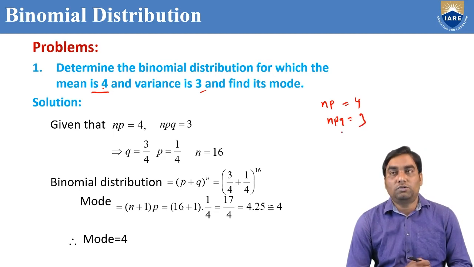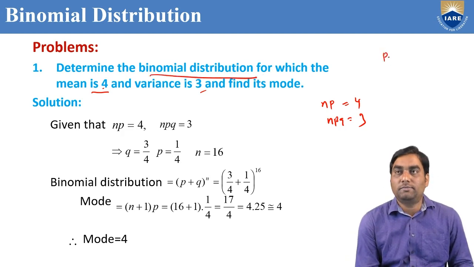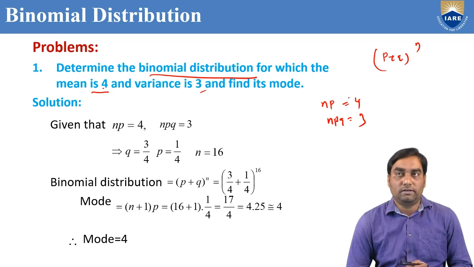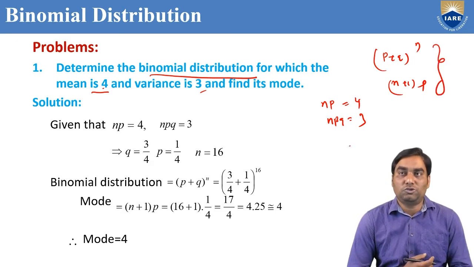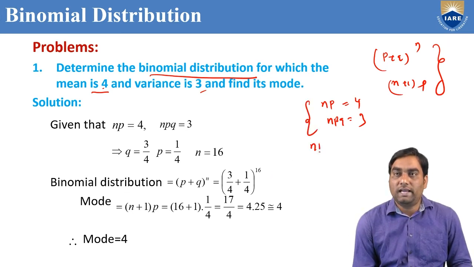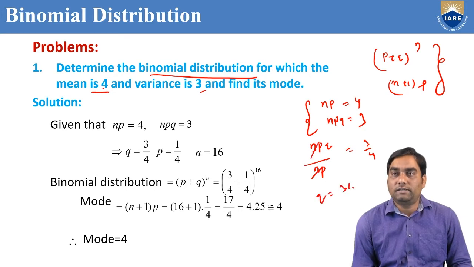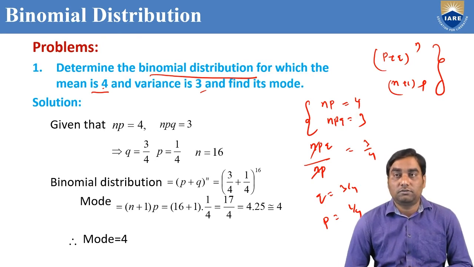We need to find the mode and the binomial distribution. The binomial distribution means (p plus q) whole power n is required, and mode (n plus 1) into p is also required. To get these two values, first we need to find p, q and n using these two values. If you divide npq by np, which is 3 by 4, the np cancels, and we got q equal to 3 by 4. If q equal to 3 by 4, p equal to 1 by 4 because p plus q equal to 1. So you got the p value and q value.